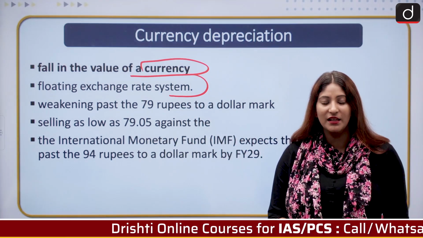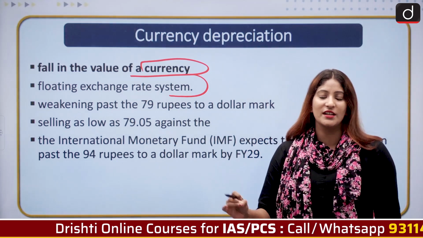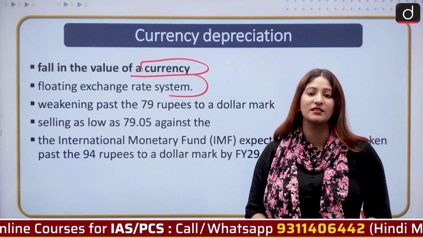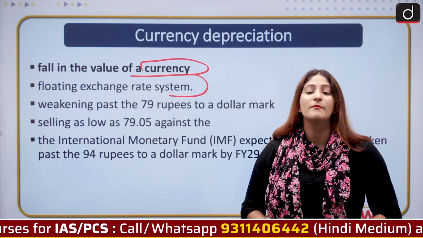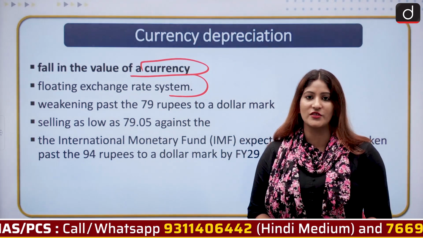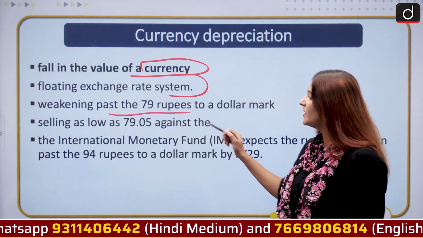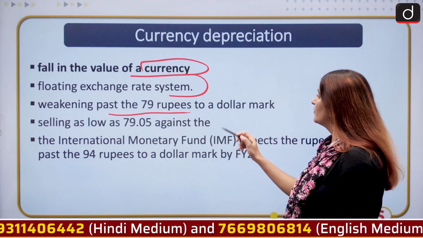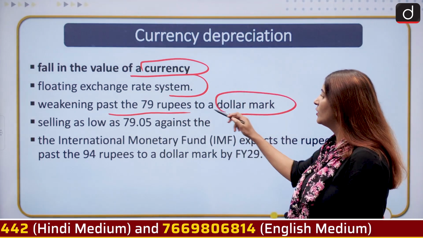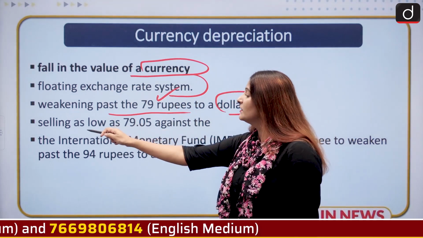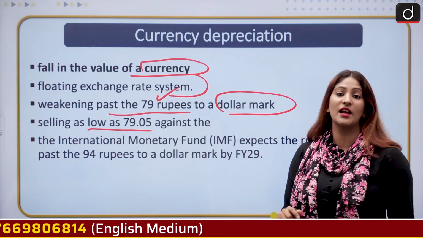What is this basically? In macroeconomic and policy making, in the floating exchange rate system, the currency value is determined by the fluctuations in the foreign exchange market. So we follow the floating exchange rate system. Now the rupee is weakening past the 79 rupees to a dollar mark. For $1, it is equivalent to 79 rupees. And on Wednesday, the selling was as low as 79.05.